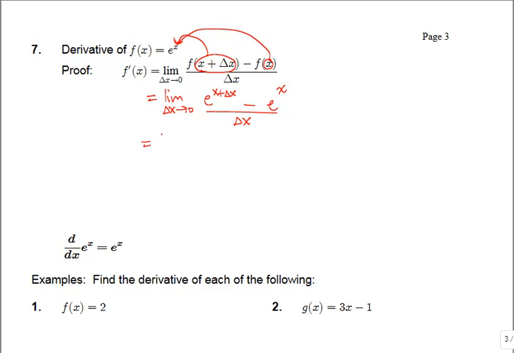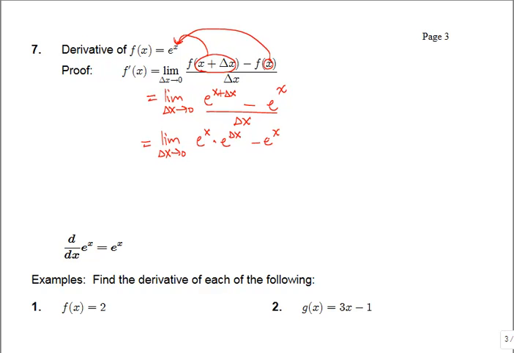Now I'm going to use a property of exponents, which says that if you are multiplying two things with the same base, then you add exponents. So I'm kind of using that in reverse. E to the x plus delta x, if I break it down, is the same as e to the x times e to the delta x, because if you were to multiply these bases together, you would add those powers. So these are equivalent expressions.